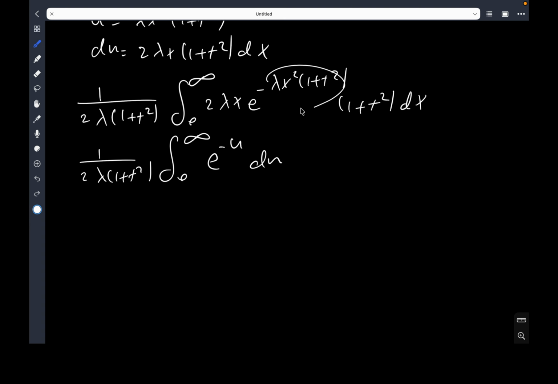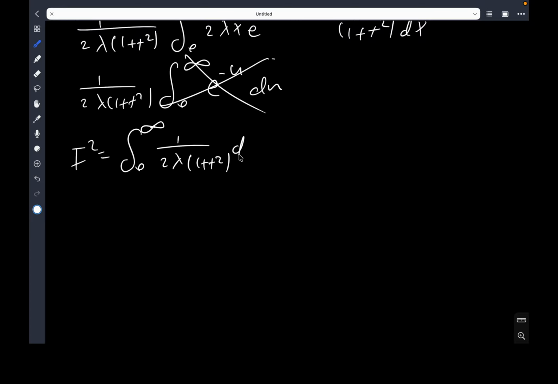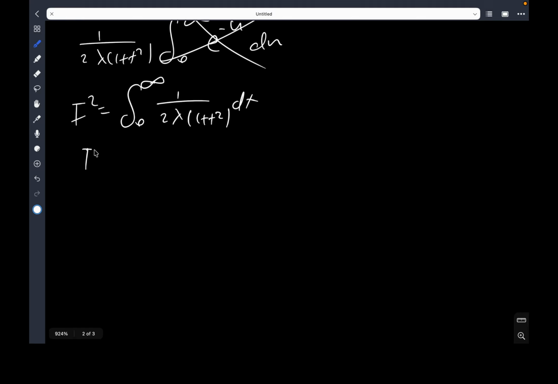And this is our u here. And this integral, you can calculate it, it converges to 1. So my I squared is going to be the integral from 0 to infinity of, this is going to go down to 1 over 2 lambda, 1 plus t squared dt. I squared is 1 over 2 lambda, the integral from 0 to infinity of 1 over 1 plus t squared dt.